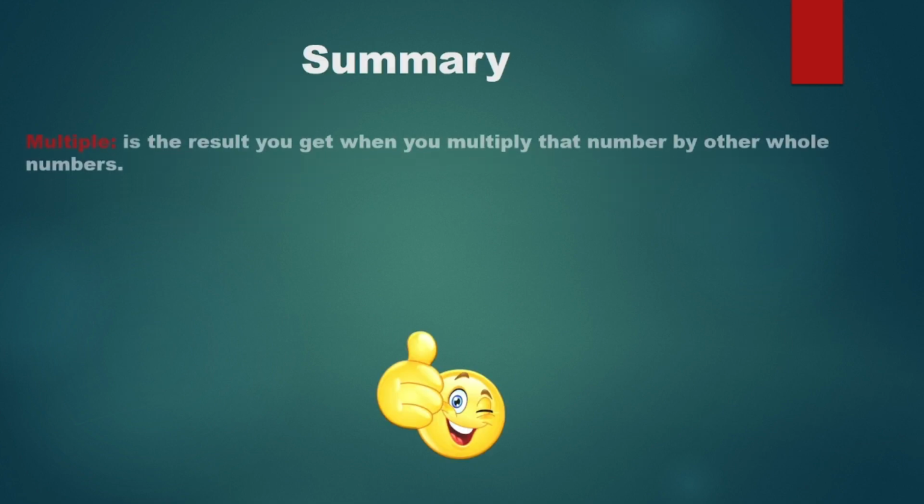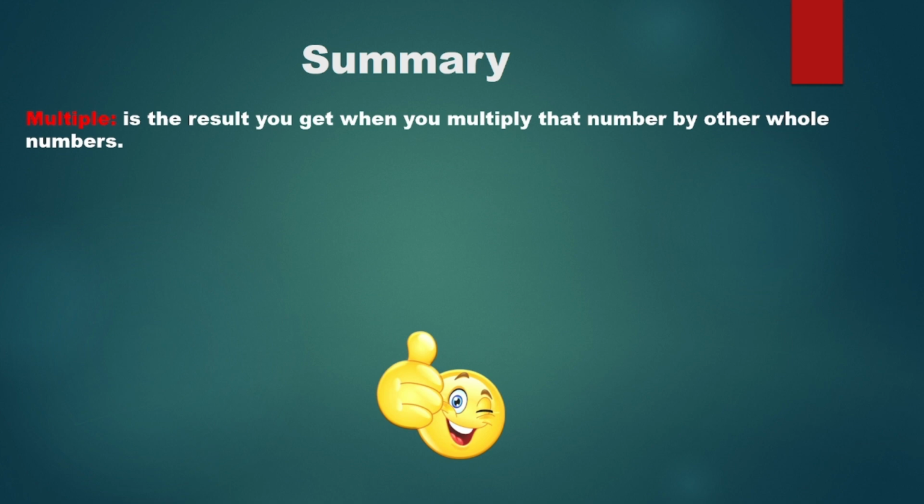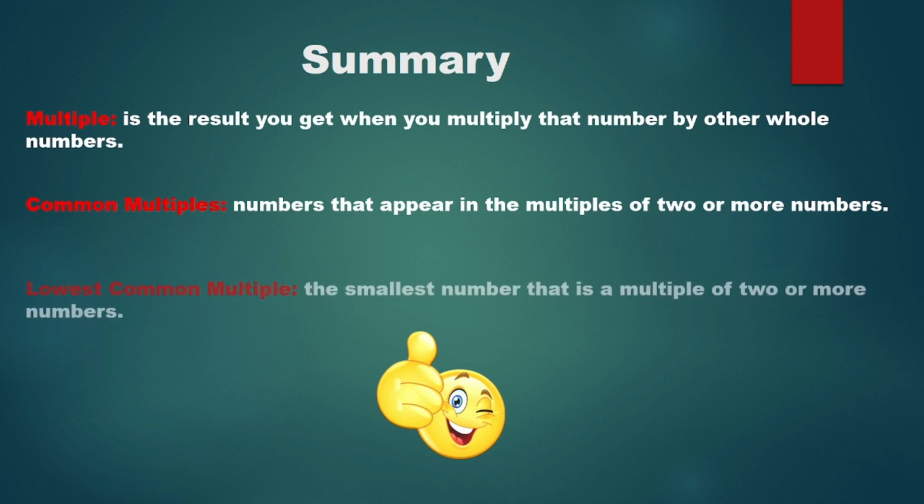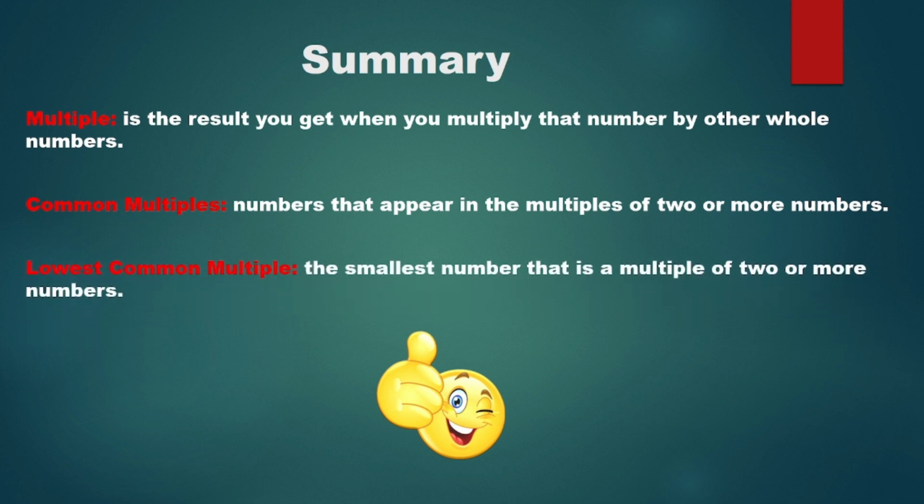Okay, today we have successfully learned the meaning of multiples, which is the result you get when you multiply that number by other whole numbers, as well as common multiples, which are the numbers that appear in the multiples of 2 or more numbers. We also learned lowest common multiple, which is the smallest number that is a multiple of 2 or more numbers.